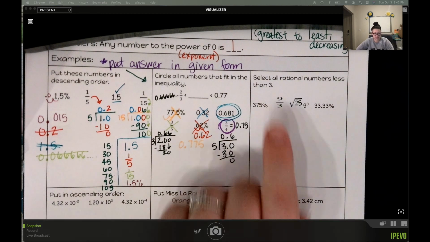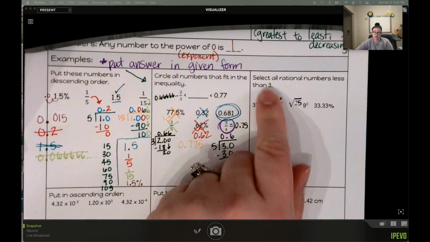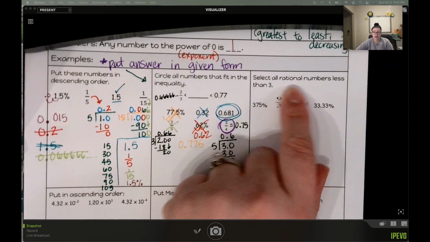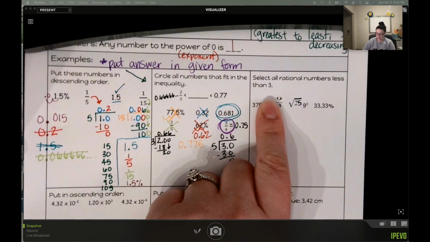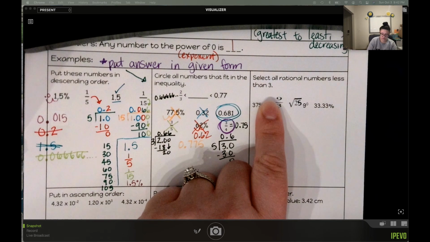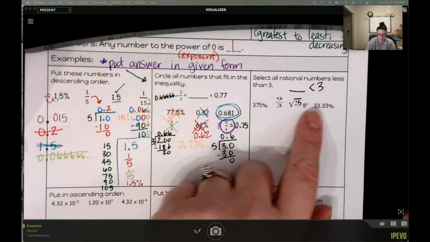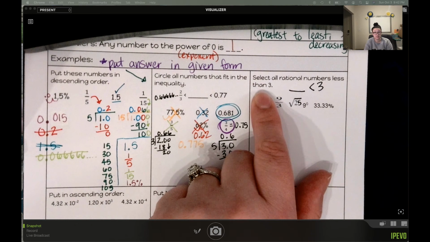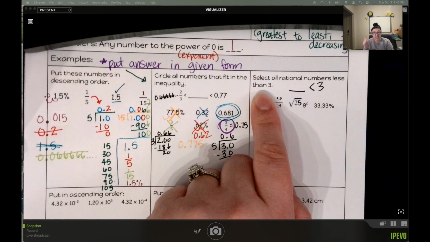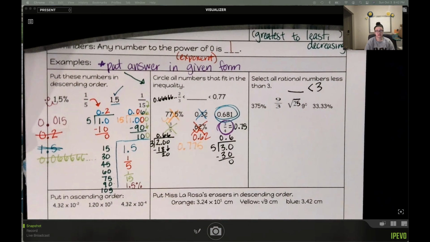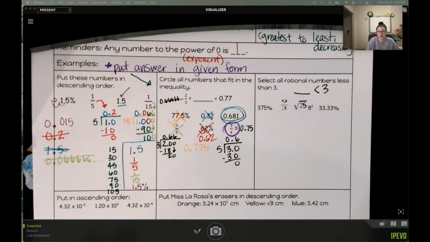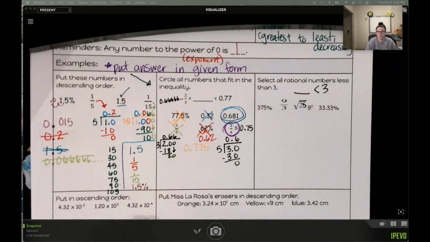Otherwise, if you're ready, I want you to try this one on your own. Select all rational numbers less than 3. I'm trying to find any number that is less than 3. Can it equal 3 if it's less than? Can't equal it. It's got to be smaller than 3. Go ahead, pause the video, try this one out all on your own, and then when you're ready, play it to check to see how you did.